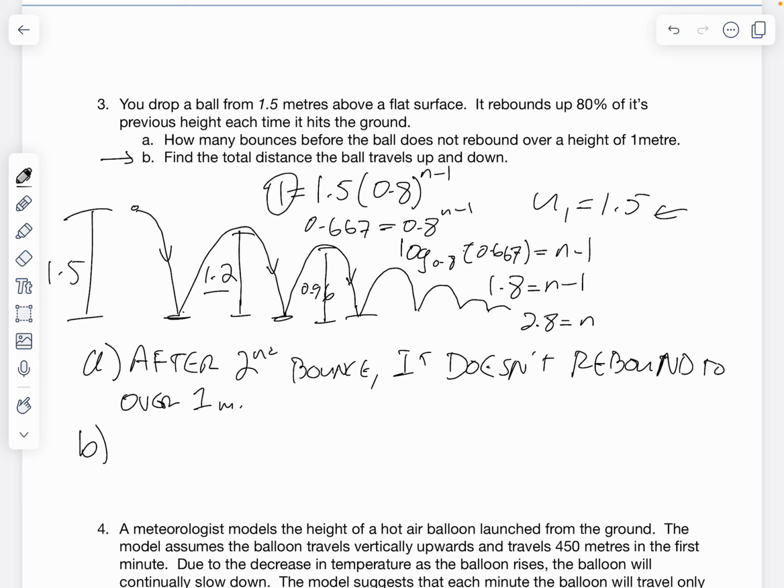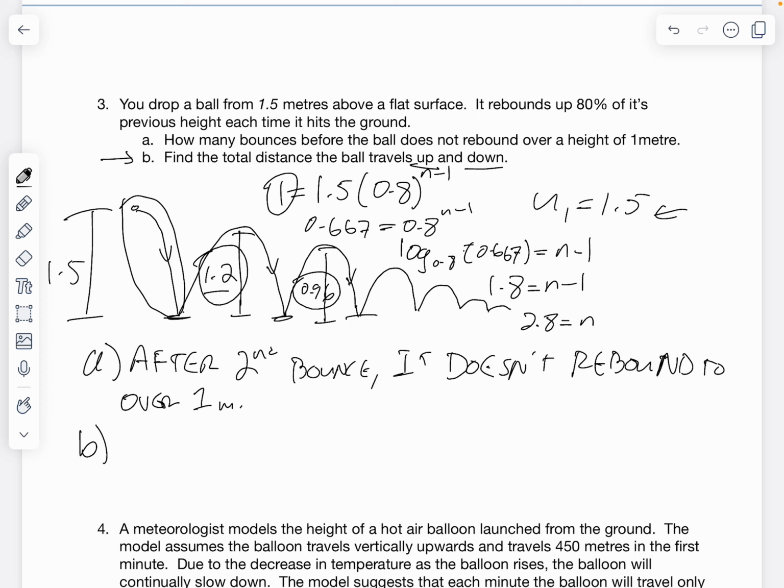So now for B, they say find the total distance the ball travels up and down. The tricky thing here is you have to do the downs as one series and the ups as another. There's another way you could do this. You could ignore the first one and start at 1.2, then 0.96, et cetera, and then double it and add 1.5. Let's actually do it both ways.